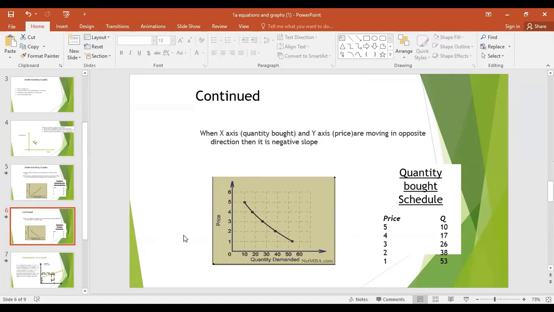If the price is higher, quantity demanded is lower. So this graph is telling us the response is opposite, so inverse to each other. Okay. So this is the second type. Any question here? Okay. Let's move to the next point.